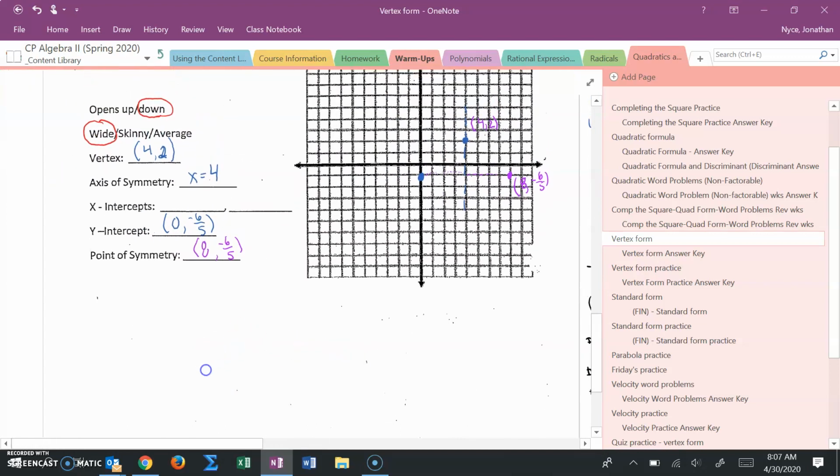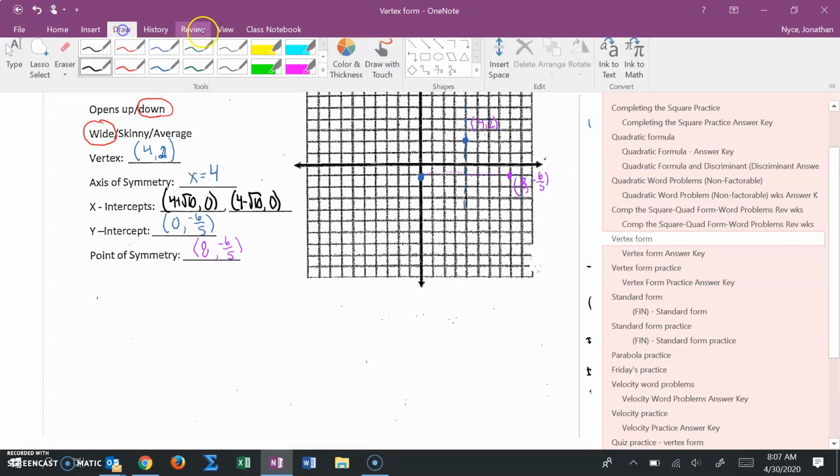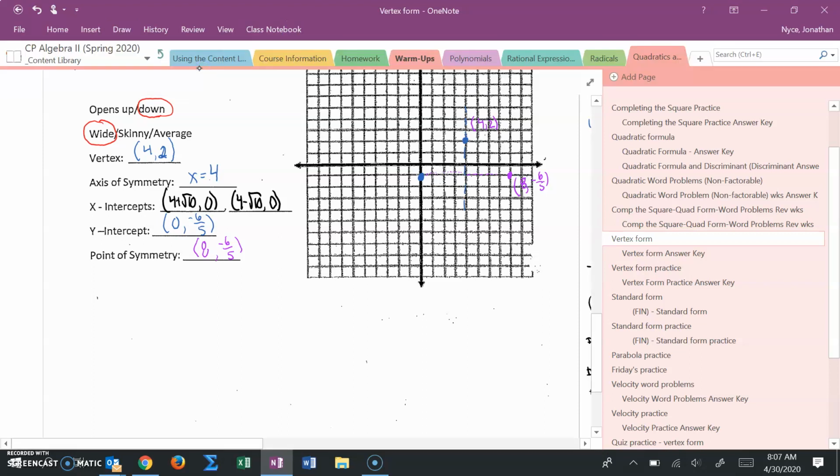Those are our x-intercepts. We have 4 plus the square root of 10, comma 0, and 4 minus the square root of 10, comma 0. Again, you could put those values in a calculator to find out approximately where to plot the points. So I know the square root of 10 is just over 3. So 4 plus 3 is going to be 7. So our one x-intercept is just past 7. 4, 5, 7, about there. And then 4 minus the square root of 10 is going to be just under 1.